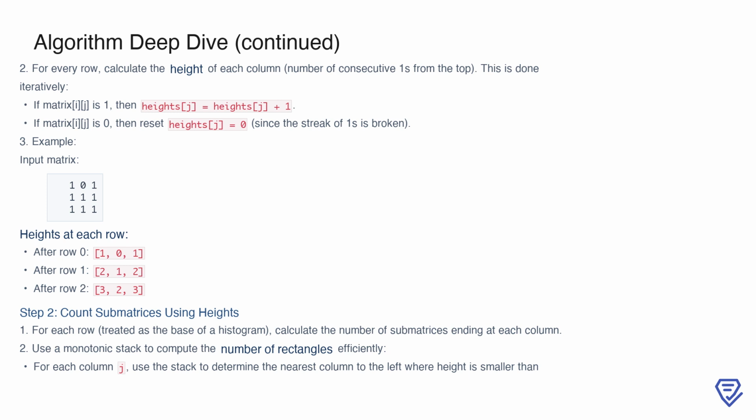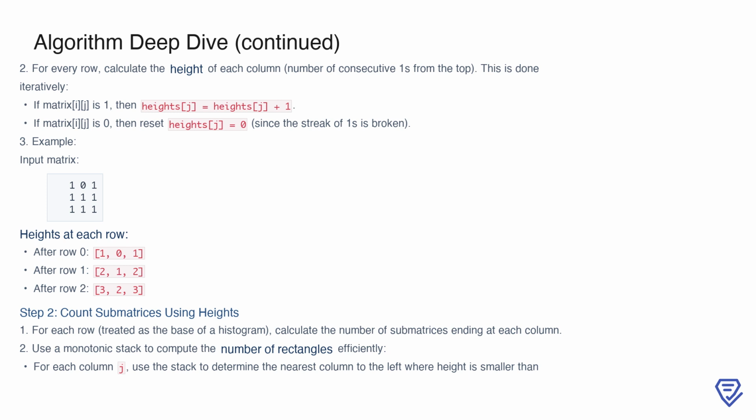Let's look at an example with the given matrix. After processing the first row, the heights array becomes 1, 0, 1. After the second row, the heights array updates to 2, 1, 2. Finally, after the third row, the heights array is 3, 2, 3.